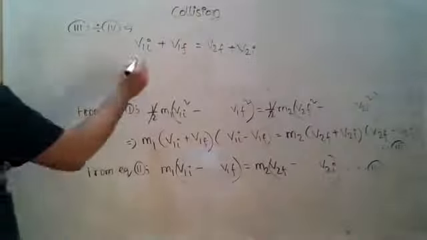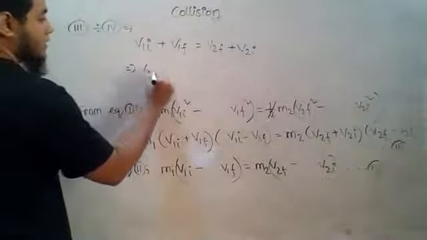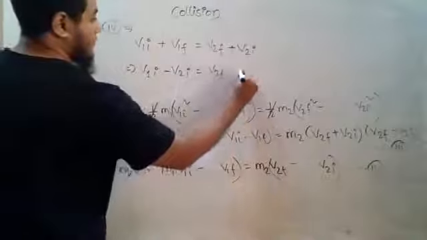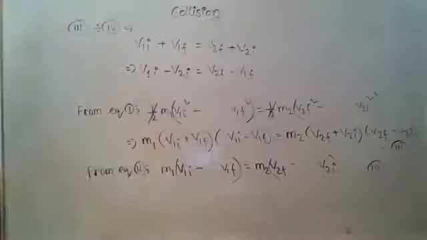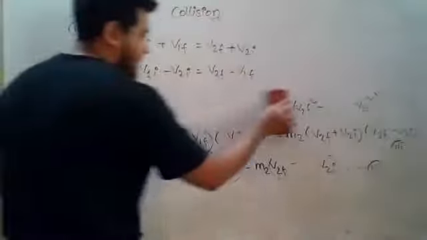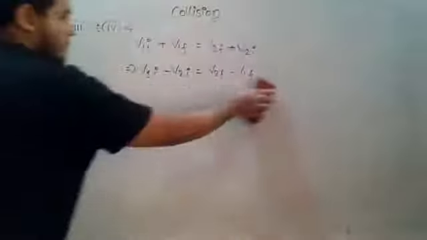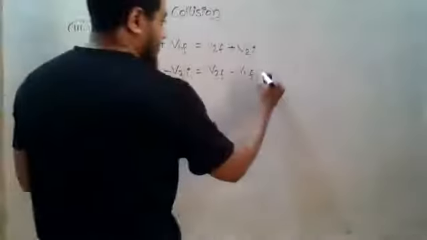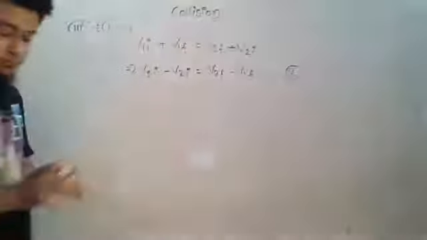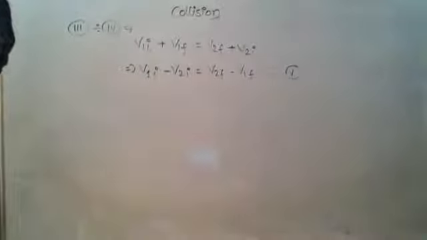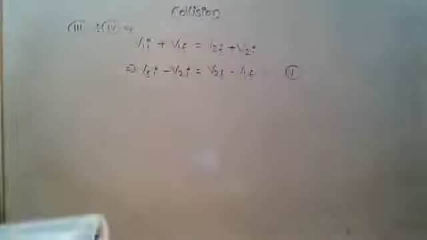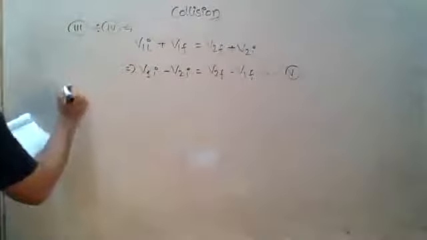Okay. So from this equation, what we can write? V1I minus V2I is equal to V2F minus V1F. Let us consider this one as equation 5.